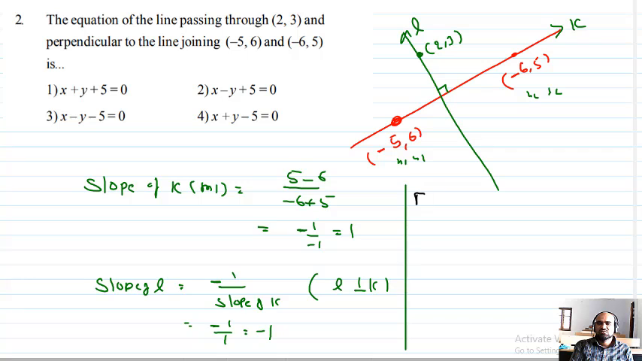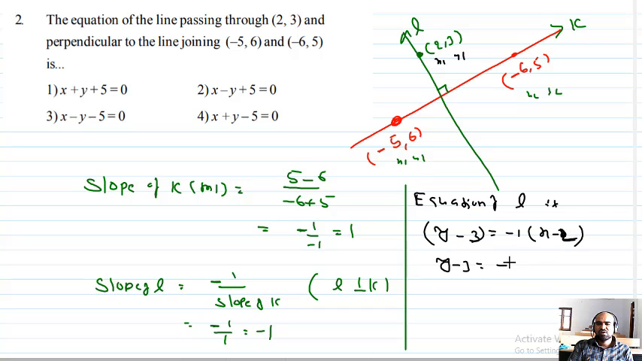Equation of L. L is y minus y1. This is acting just like x1, y1. Equal to m, which is minus 1, into x minus x1. x1 is 2. So y minus 3 equal to minus x plus 2, or x plus y minus 5 equal to 0. This is the required straight line, x plus y minus 5. So the fourth option is correct.